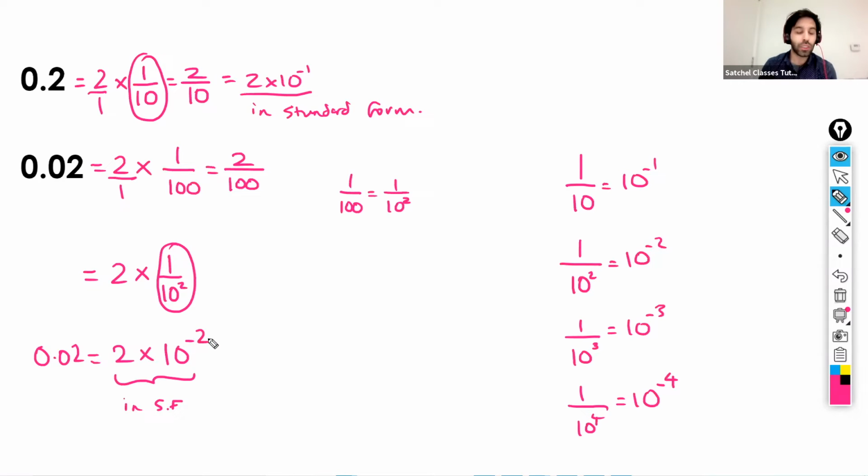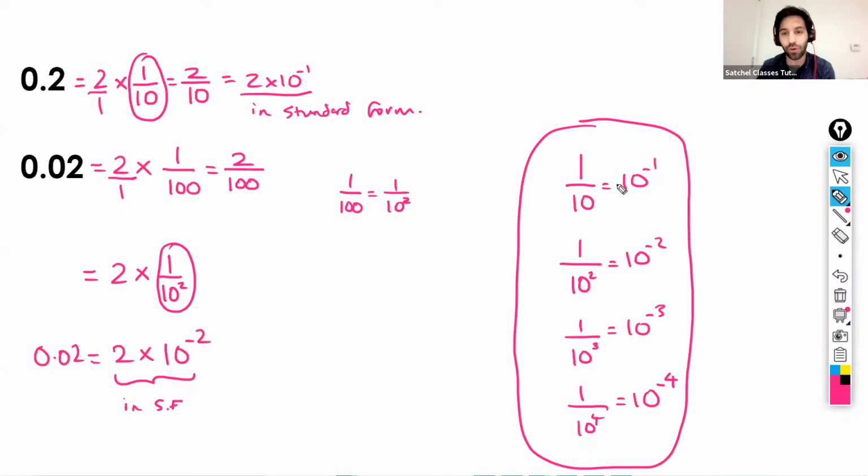So very important to notice that when we have small numbers, the power tends to be negative. And it's important to recognize this relationship here. As you go up the key stages, once you move on to key stage 4, you will learn where this comes from, why 1 over 10 squared is the same as 10 to the power of minus 2. But if you can just understand or remember this rule for now, it'll be very helpful once we do more complex standard form problems.